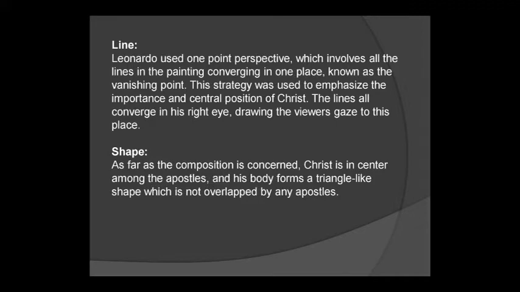And here's the line. Leonardo used one point perspective, which involves all the lines in the painting converging in one place, known as the vanishing point. This strategy was used to emphasize the importance and central position of Christ. The lines all converge in his right eye, drawing the viewer's gaze to this place.